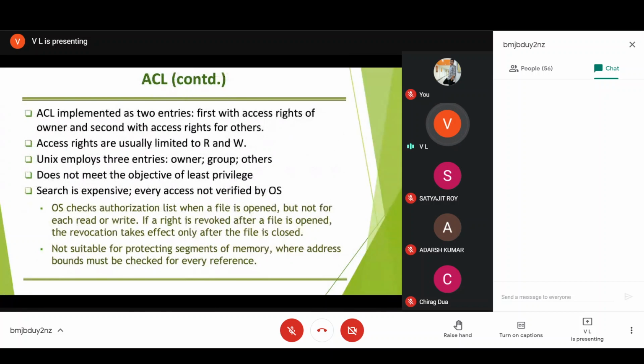Naturally, if you look at the memory access, the way memory access is implemented in the system, every memory access is checked at hardware level whether this is a valid memory access or not. But the same is not true for accessing the system resources through the OS.